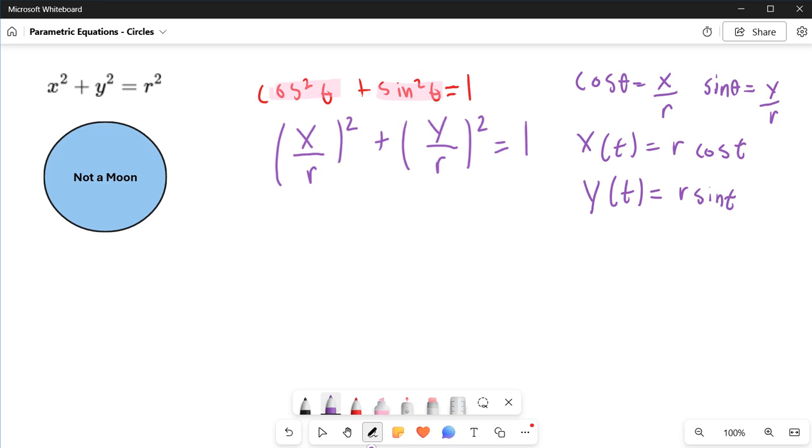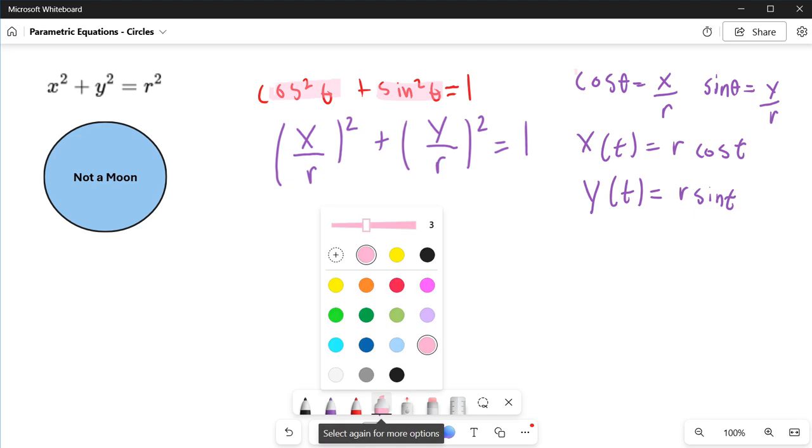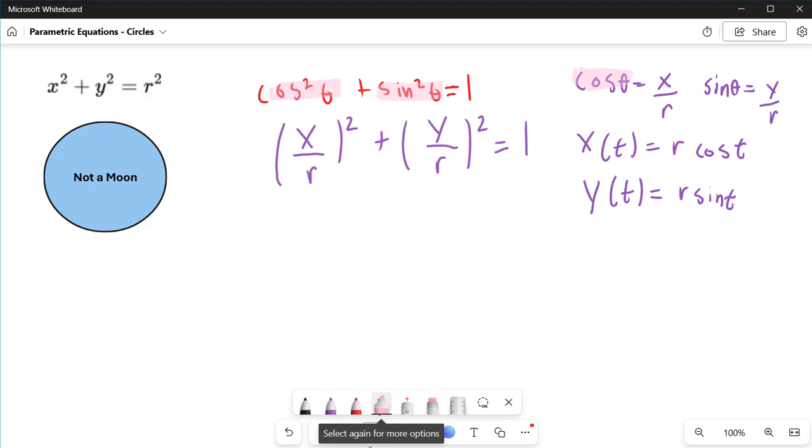But notice this too, that we could technically interchange the cosine theta and the sine theta, and would it change anything about the shape of the graph? And the answer to that would be no, it wouldn't actually. It would just change the orientation in which the particle moves from 0 to 2 pi radians.